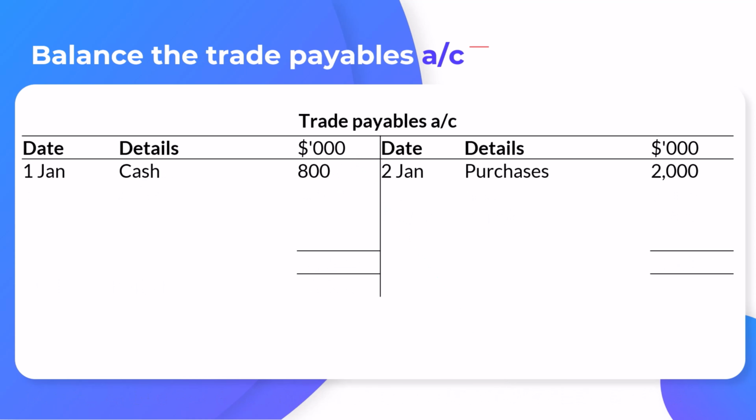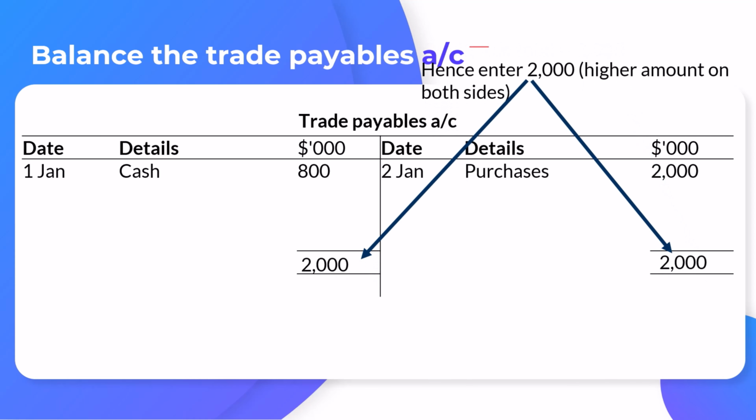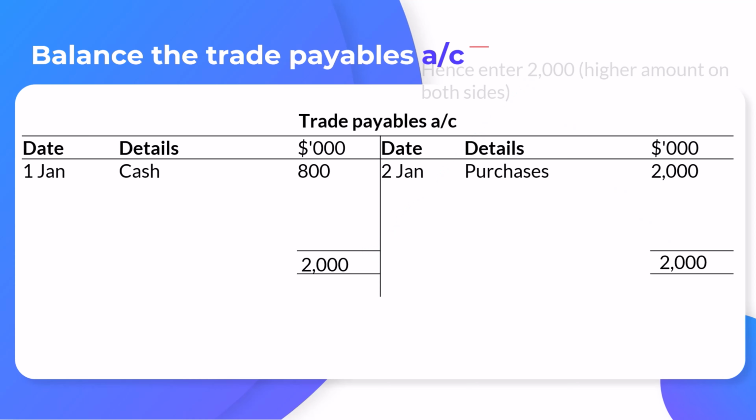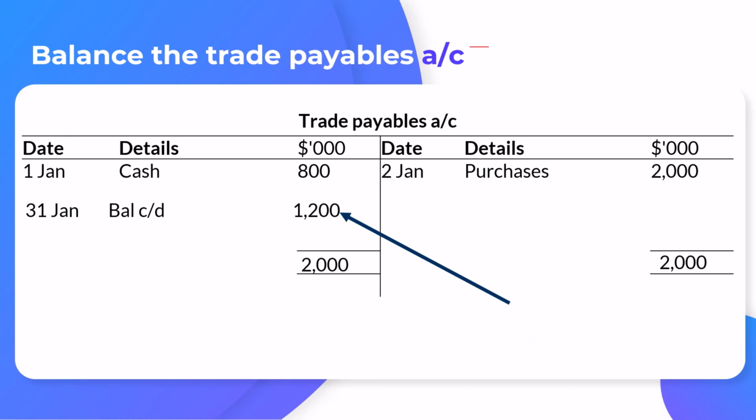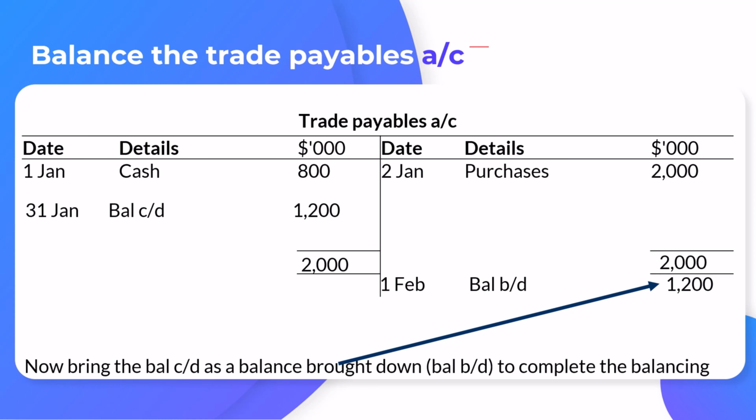We can do the same for another account. Here we've got a trade payables account which hasn't been balanced. So we add the debit side, it gives us 800. We add the credit side, it gives us 2,000. So 2,000 is the higher amount, so we'll put it on both sides of the account. Next, we check to see which side is not balancing. So the debit side is not balancing, and so we'll put a balance carried down on that side. After putting the balance carried down, we can bring that down and call it a balance brought down. So now we've balanced the trade payables account.